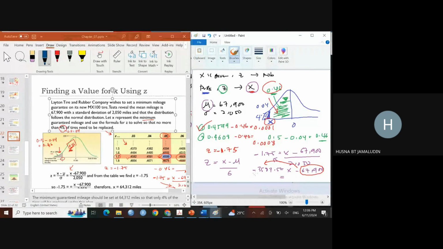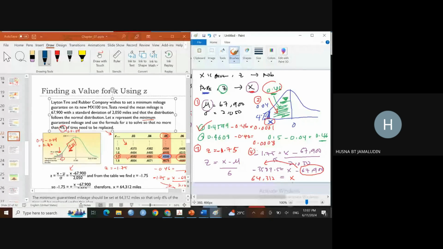You will get the value of 64,312 point something something. Okay, and this is your x. That's it. It's not that hard, it's just that you have to remember. First, you list down the information, then you draw the diagram, then you find the value of z, then you use the z formula and rearrange the formula. That's it. You will get the answer straight away.